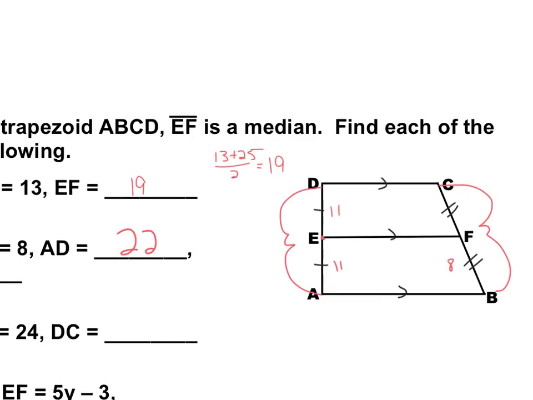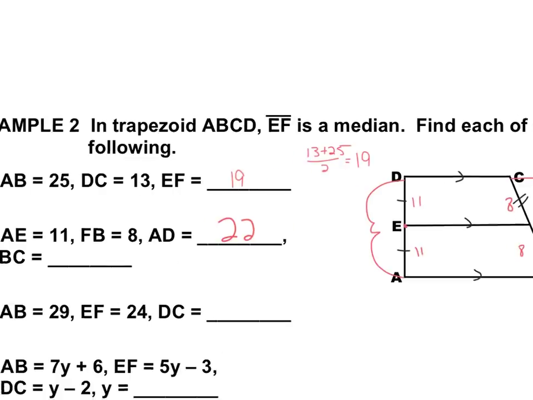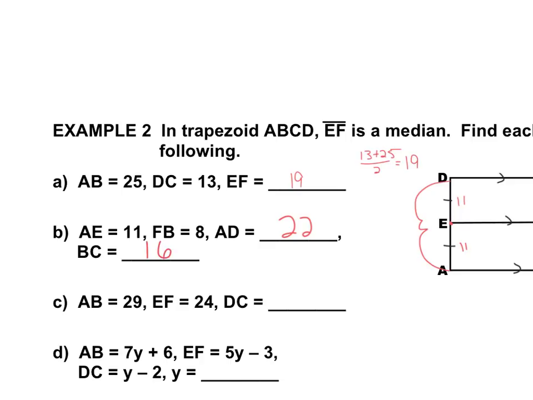And the same thing applies on the other side. If FB is 8, so is CF. And if I add those together, I get that BC is 16. So fairly easy on that one. I don't think leaving these will be any big deal, but I'm going to get rid of them anyway.